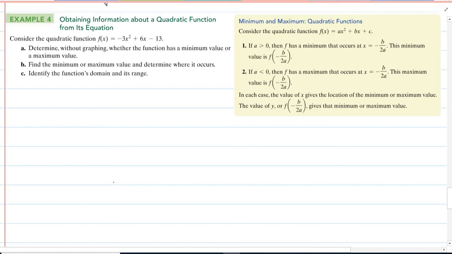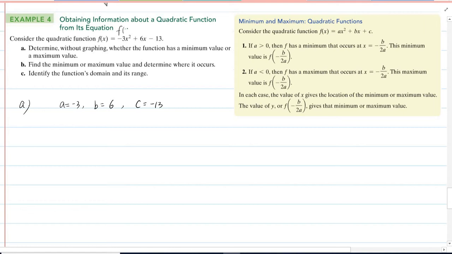Here we have a quadratic function, f of x equals negative 3x squared plus 6x minus 13. Look at part A: determine without graphing whether the function has a minimum value or a maximum value. For part A, we can find that a is negative 3, b is 6, and c is negative 13, correct?